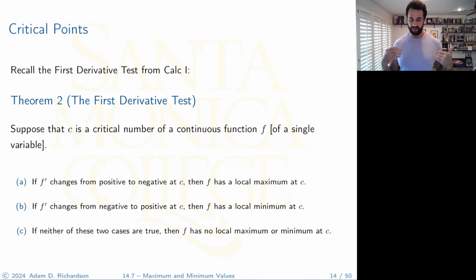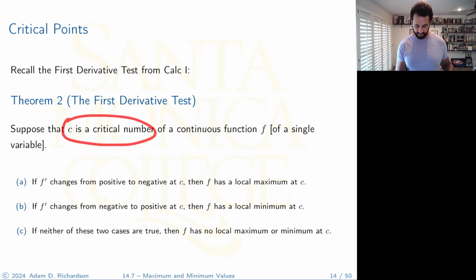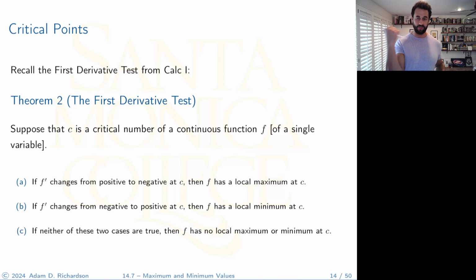Go back to Calc 1, and you might remember the first derivative test, and it said this. Suppose that you've got a critical number of a continuous function f of a single variable. That's important here. This is back in Calc 1, right? And this test was handy because it said this: if your derivative changes from positive to negative, then you have to have a local maximum.